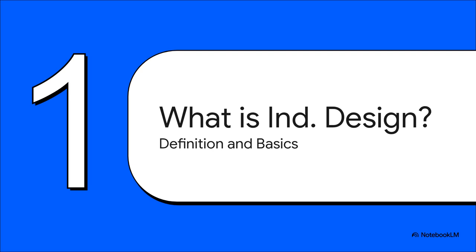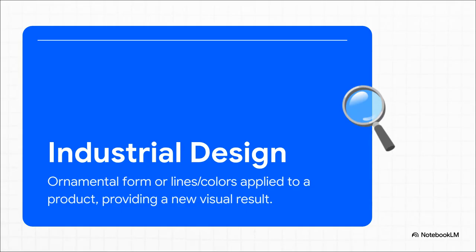What exactly is industrial design? According to Brazilian industrial property law, an industrial design, which you'll often hear referred to by its Portuguese acronym, DI, is defined as the ornamental plastic form of an object, or the ornamental set of lines and colors applied to a product, providing a new and original visual result.